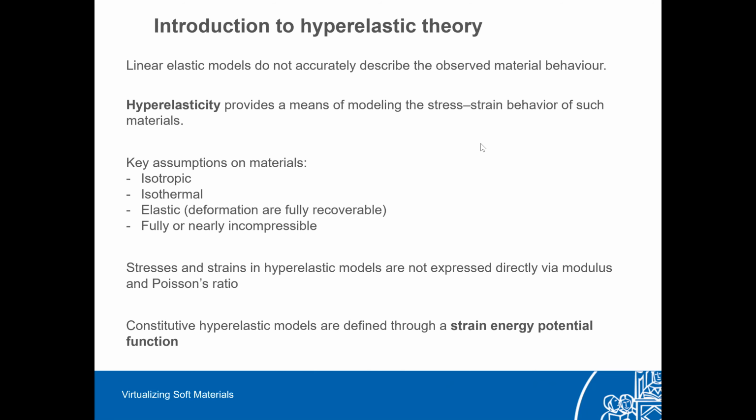so as I was saying, there are some assumptions. The second one is about the isothermal conditions. Then the material is behaving elastically, so the deformation is fully recoverable, and we have a fully or nearly incompressible material, meaning that during the deformation the volume remains constant. The hyperelastic models that we are going to see are usually not expressed directly via modulus and Poisson ratio, like what we are used to seeing for metals, for example. But these constitutive hyperelastic models are usually expressed through the strain energy potential function.